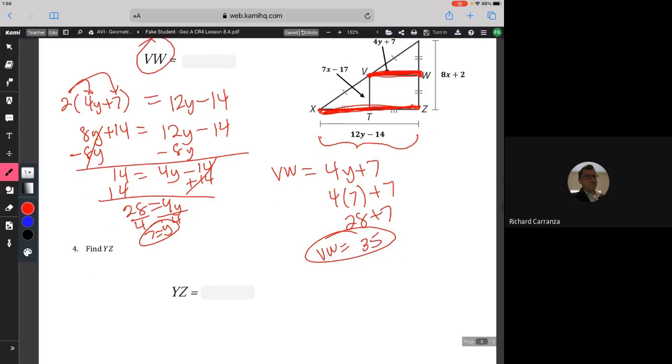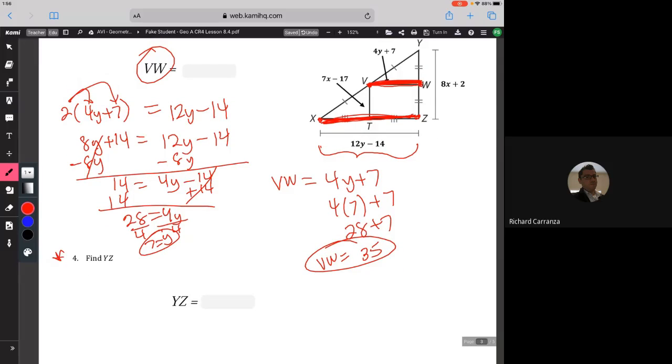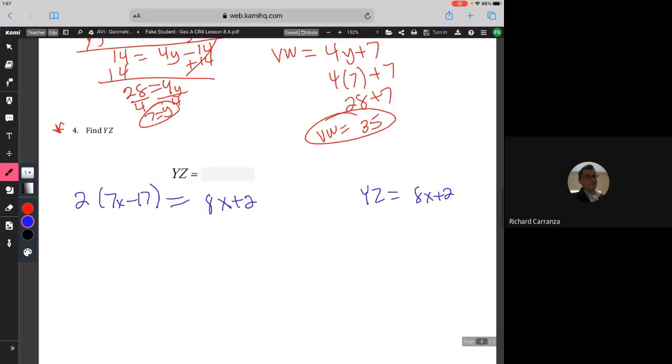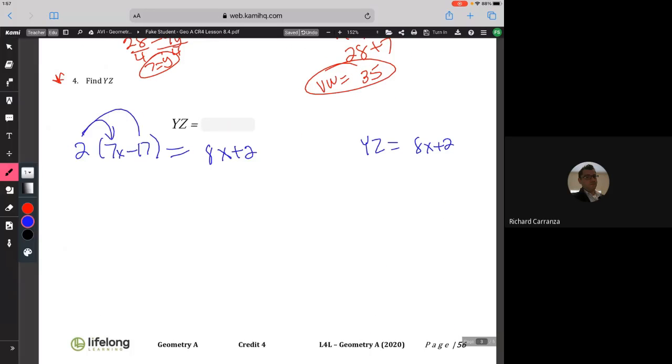So you're going to do the same thing for number 4. It says find YZ. So let me change color. Now they're talking about these two lines. But we're going to set up the equation the same. So I know if I multiply the small line, which is 7x minus 17, that's equal to the big line, which is 8x plus 2. And I know that I'm going to have to plug in whatever I get for x into YZ, which is 8x plus 2. Again, distribute the 2. 14x minus 34 is equal to 8x plus 2.